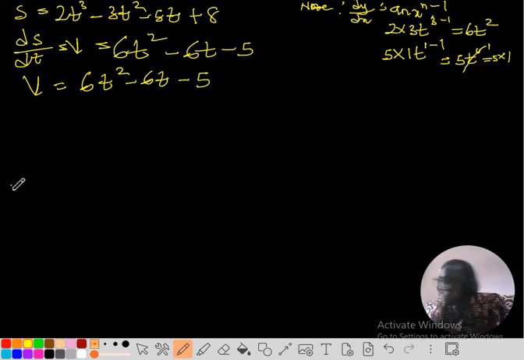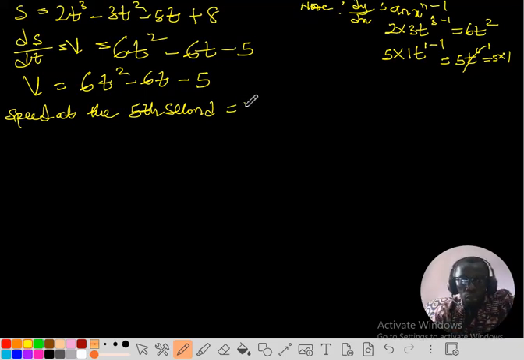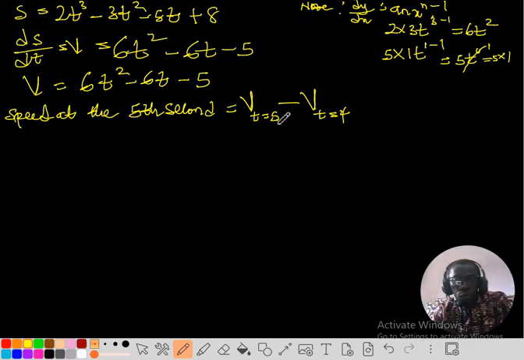Now we have to look for the speed at the 5th second. The speed at the 5th second is, you look for speed when t equals 5 minus speed when t equals 4. Fifth: t equals 5, t equals 4.